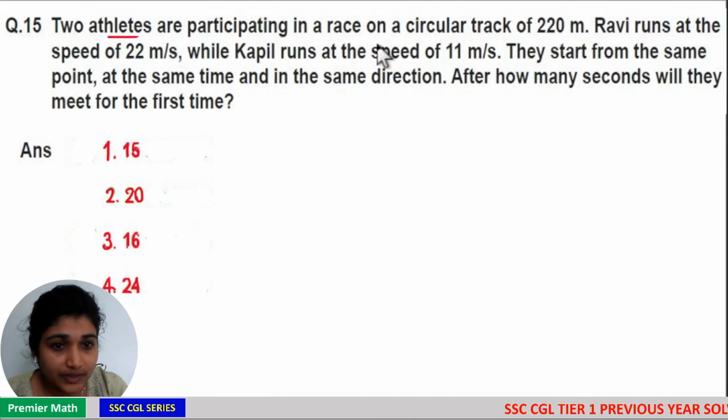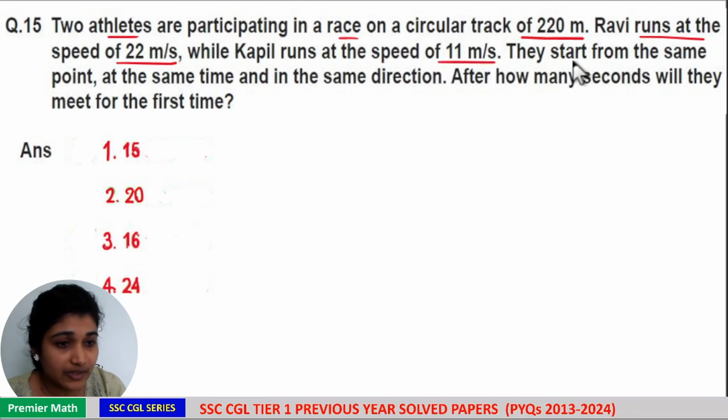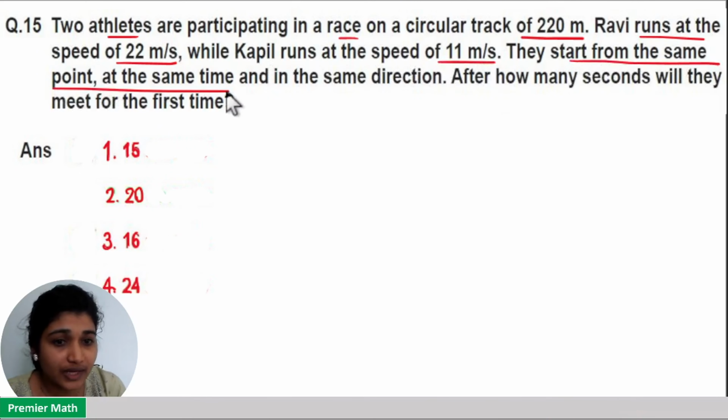Two athletes are participating in a race on a circular track of 220 meters. Ravi runs at the speed of 22 meters per second while Kapil runs at the speed of 11 meters per second. They start from the same point at the same time and in the same direction. After how many seconds will they meet for the first time?